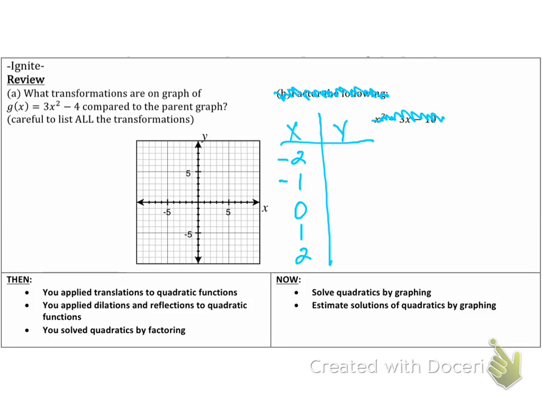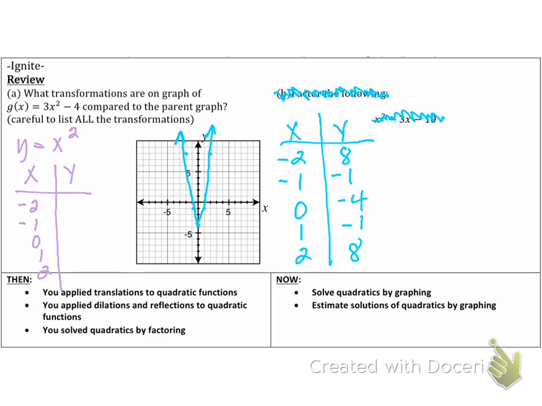Alright, so I chose some x values, -2, -1, 0, 1, 2. Plugged those in and got my y values. Plotted my points and made my graph. And at any point in the video, remember you guys can pause or rewind if you missed something or want to see something again. So then I need to graph my parent function, which is y equals x squared.